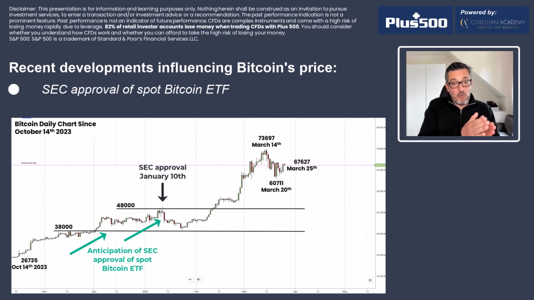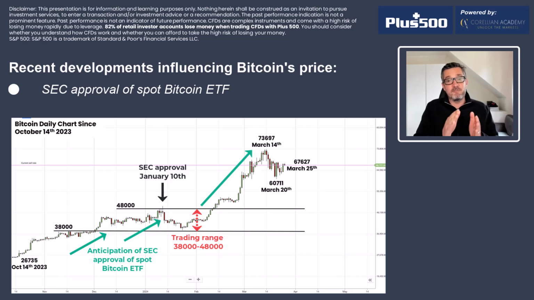The SEC approval was officially given on January 10th, 2024, which took prices to a new level above 48,000 and established a trading range between $38,000 and $48,000 until the middle of February, when we saw the first and most significant breakout to the top side, when $48,000 broke and the new all-time high was registered at 73,697 on March the 14th.